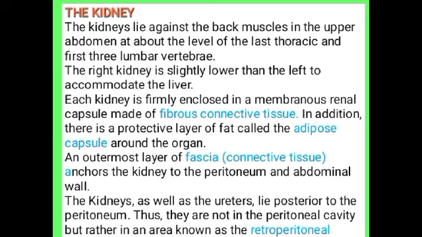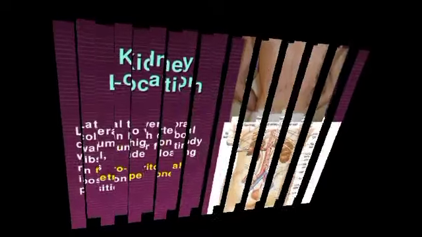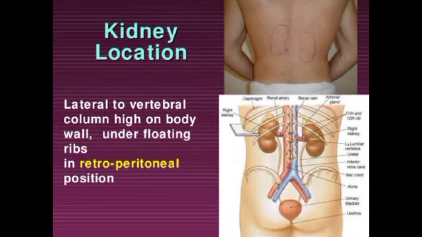The kidney and the ureters lie posterior to the peritoneum, just like we have mentioned. That's why, in describing their location, you're going to say that they are retroperitoneal. Retro means behind the peritoneum. It's not inside that layer which surrounds the abdominal cavity, but actually behind it. So it is posterior to the peritoneal cavity, but in the abdominal cavity. Now let's move on to see the location of the kidney.